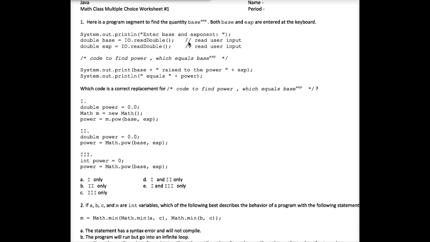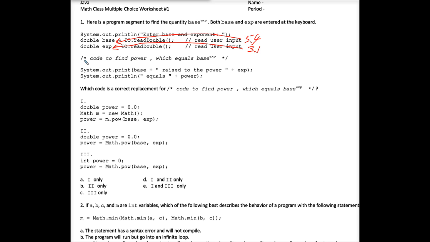So the AP exercise here is just telling you in this comment to assume that this line of code reads user input. In other words, it allows the user to input a decimal number, a double, and whatever decimal number, say 5.4, that's inputted, let's just pretend it's 5.4, that decimal number is then being stored into the variable base. And similarly, some other decimal number, say 3.1, is plugged into the variable exp.